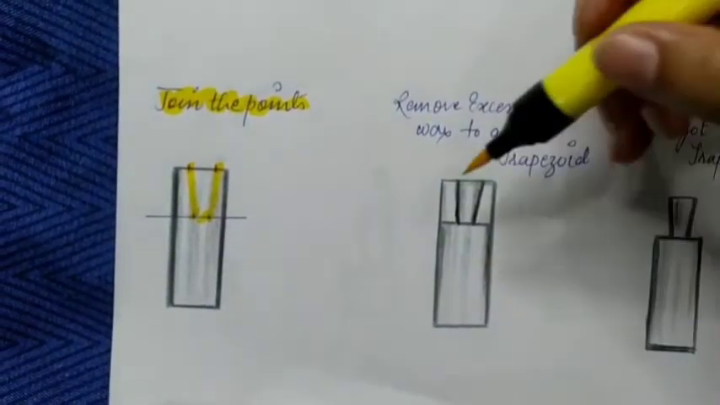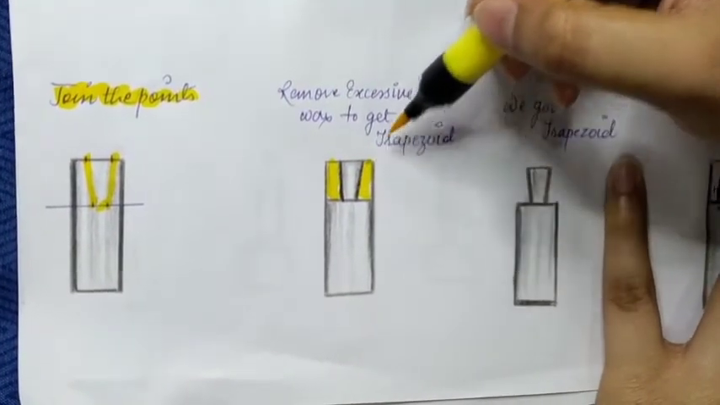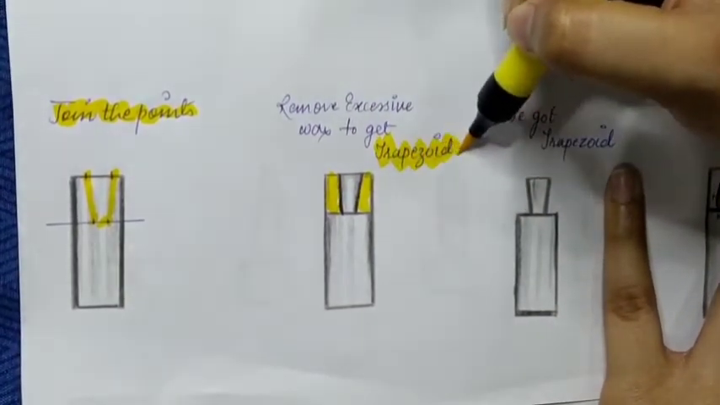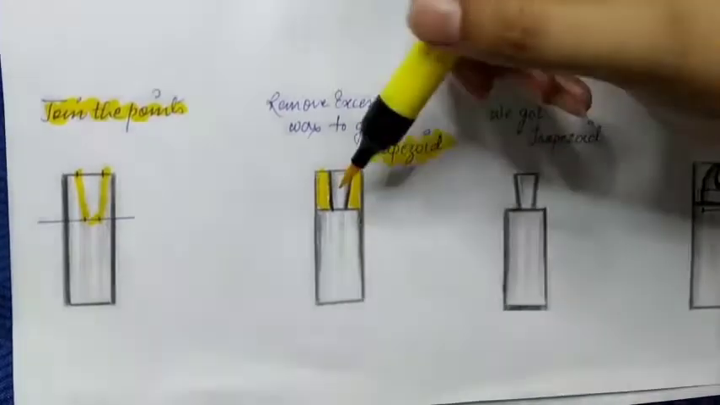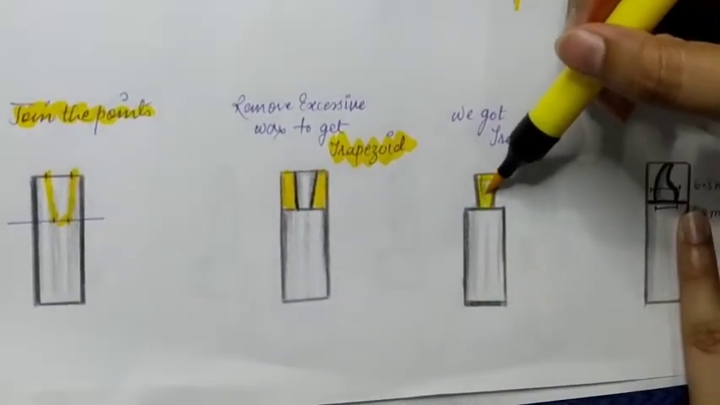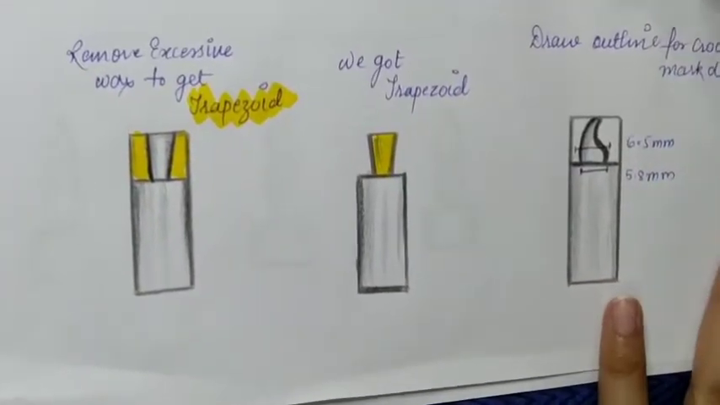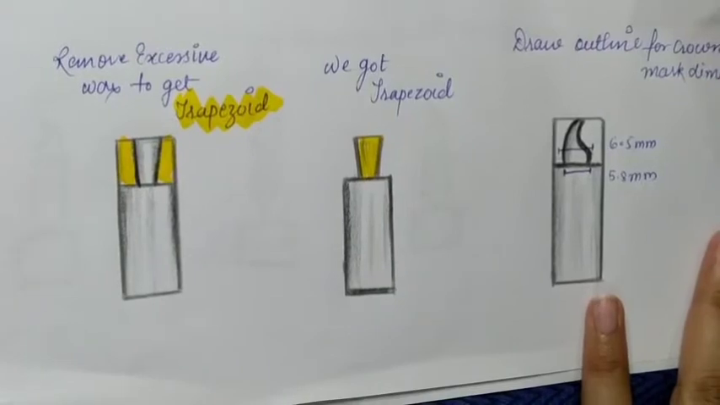After joining, we have to remove this excess of the wax. This is the excess of the wax to get the trapezoidal outline. So after removing this excess of the wax, we will get a trapezoidal outline. This is our trapezoid.